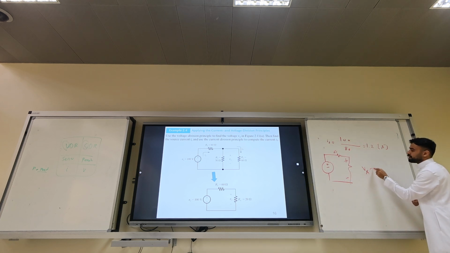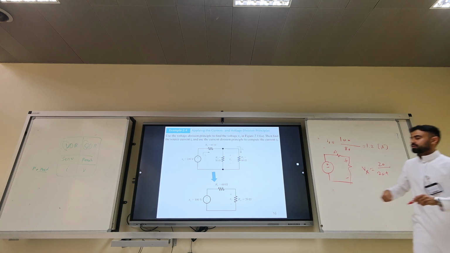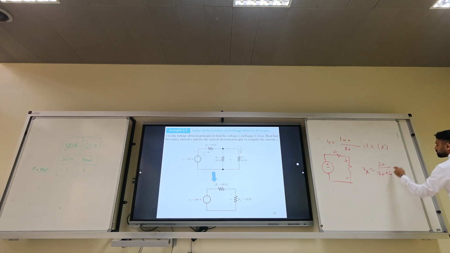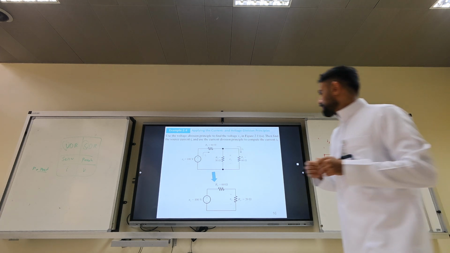So Vx equals 20 over 20 plus 60, times the 100. I don't know. Is it 25? 25. Why 25? Why did you say 24? Who said 24? 25. Get it?